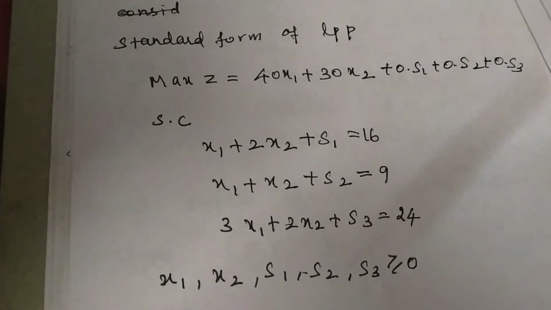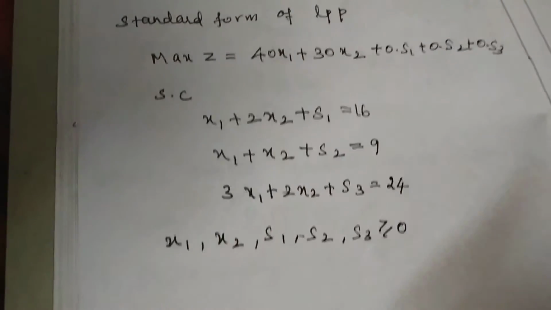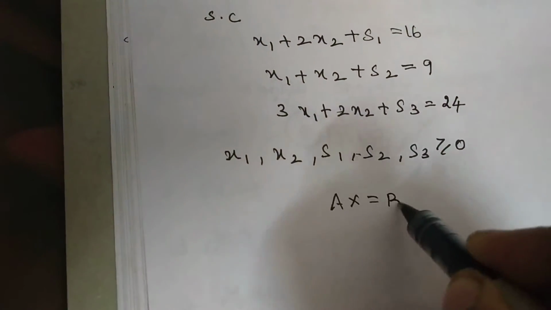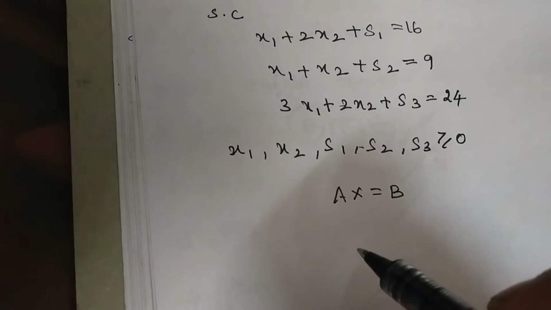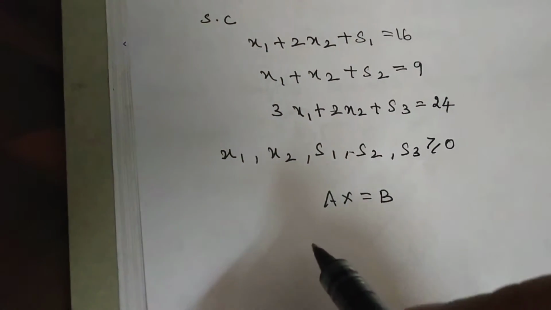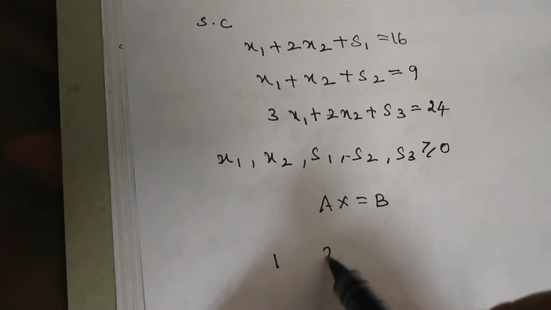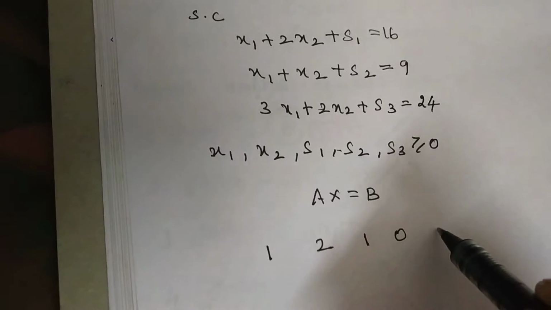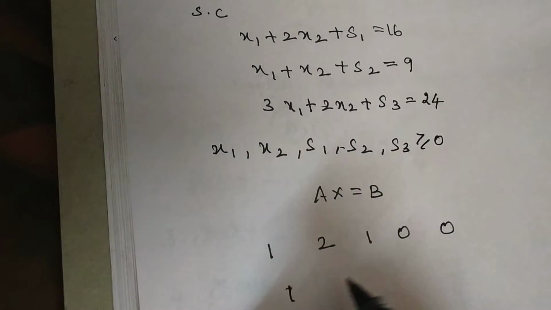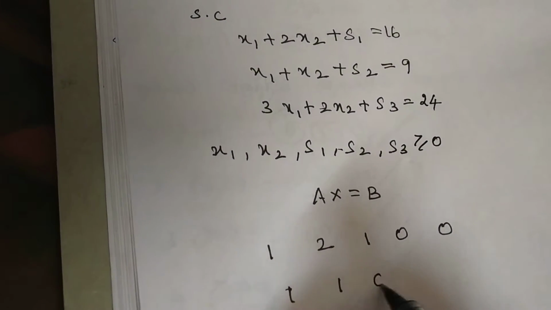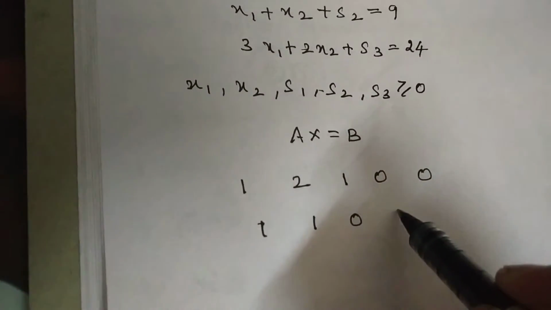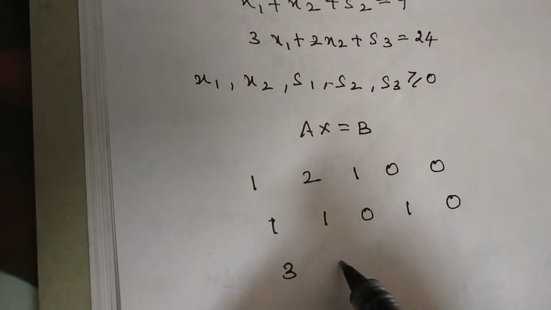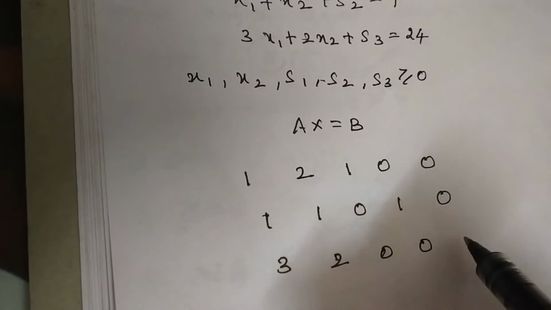So you have 2 marks for this. And then we are going to write it in the form of AX is equal to B. A is the coefficient matrix, X is the variable matrix, B is the constant matrix. So here A is equal to 1, 2, S1 is equal to 1, S2 is equal to 0, S3 is equal to 0. And then 1, 1, S1 is equal to 0 here, and then S2 is equal to 1, S3 is equal to 0. And then 3, 2, 0, 0, 1.